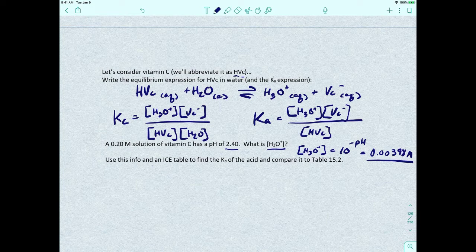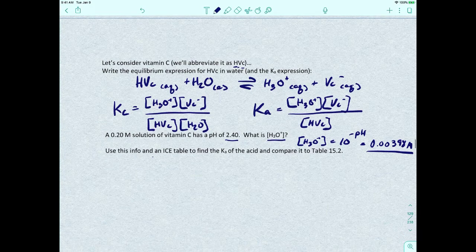Now it says, use this information and an ice table to find the Ka of the acid and compare it to table 15.2. So what it's asking us to do is to take this equation, the vitamin C breaking down in water, and find out what concentrations we have at equilibrium. This value that we just calculated, 0.00398, is going to be the value of H3O plus at equilibrium. So I'm going to rewrite the equation again.